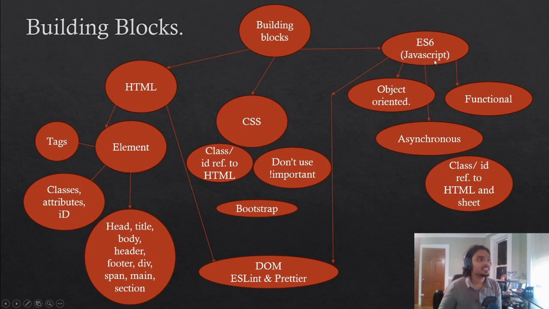You have your ES6, which is JavaScript, it's object oriented, functional. The interactive features of your website are here. Asynchronous, and class and ID references to HTML and the style sheet. Both HTML and ES6 are connected to the document object model, and both use ESLint and Prettier to ensure that the code is up to standard, the practices are up to standard, and the code looks good.